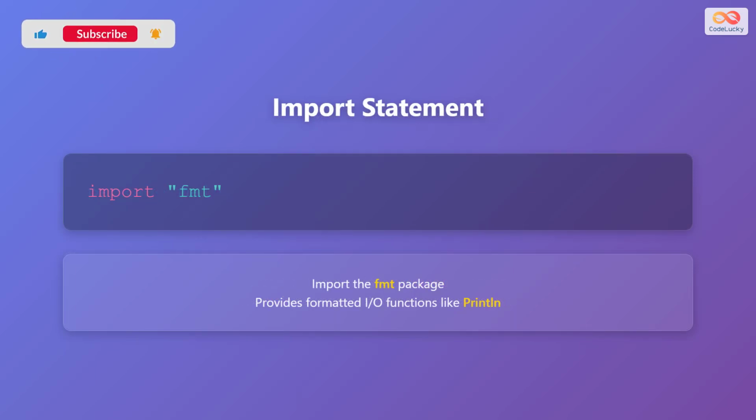Next, we need to import the fmt package. The fmt package is part of the Go standard library, and it provides functions for formatted input and output. We'll be using the Println function from this package to print our message to the console.